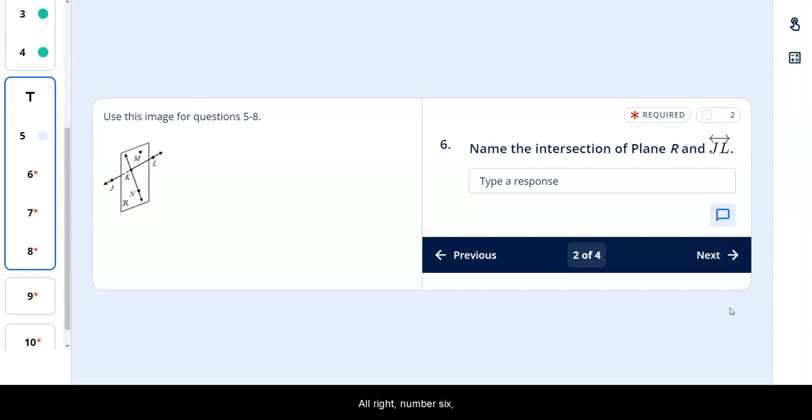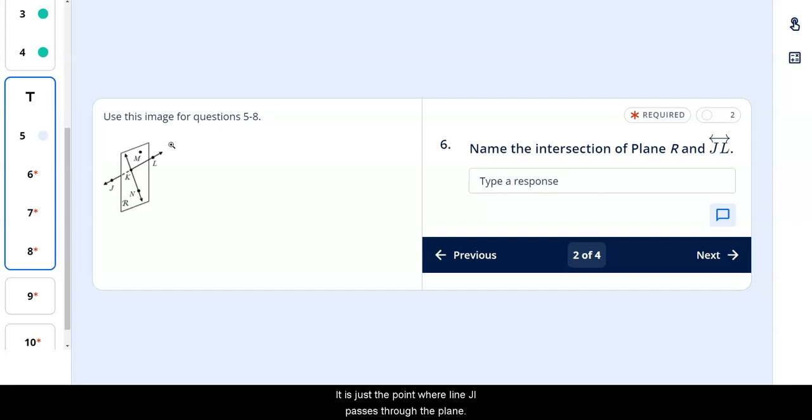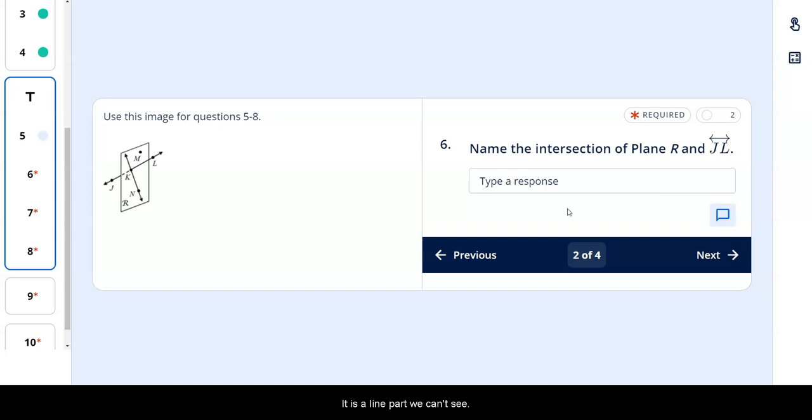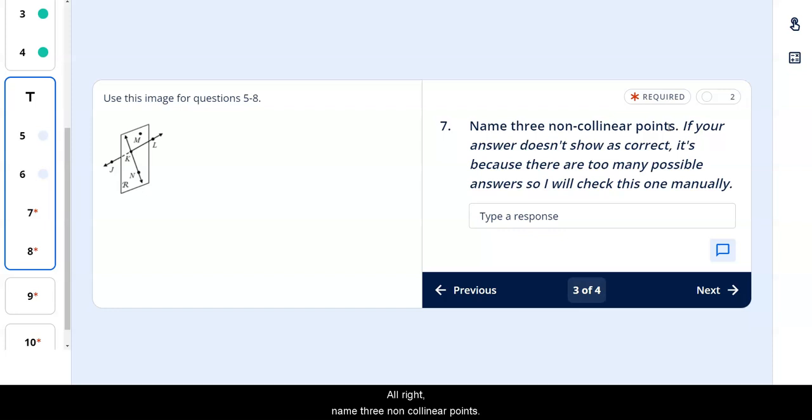All right, number 6. Name the intersection of plane R and line JL. It is K. It is just the point where line JL passes through the plane. And remember the dashed line right here means that's behind the plane. We can't see it. Okay, it is a line part we can't see. So the answer here is K. Again, it does have to be capitalized. If you said point K and it marked it wrong, leave it and I'll mark it right. Because that's technically okay.